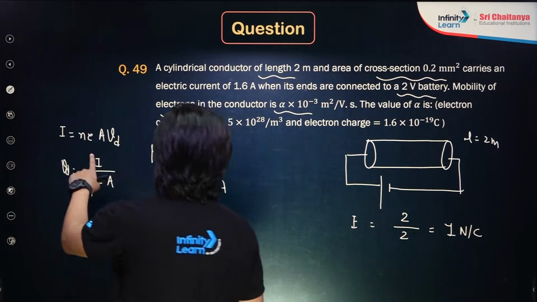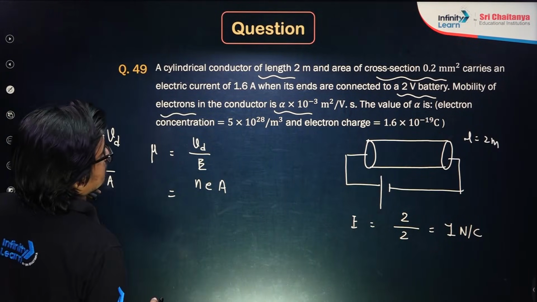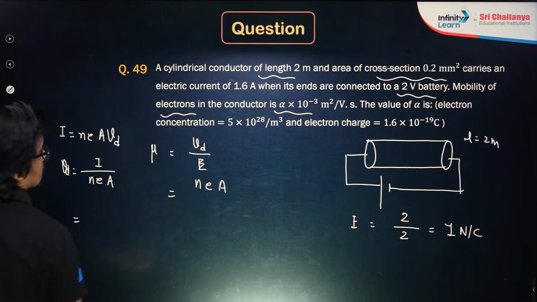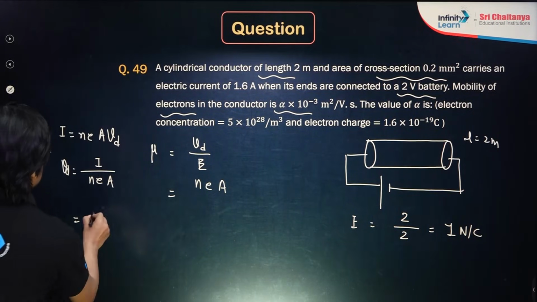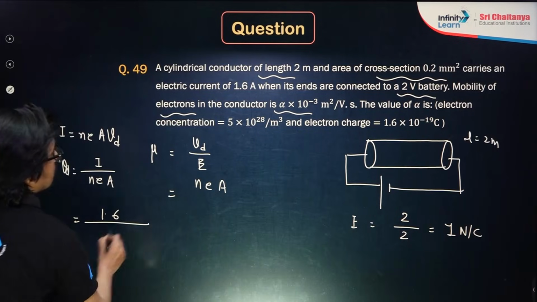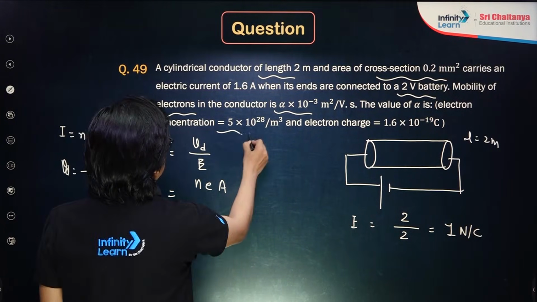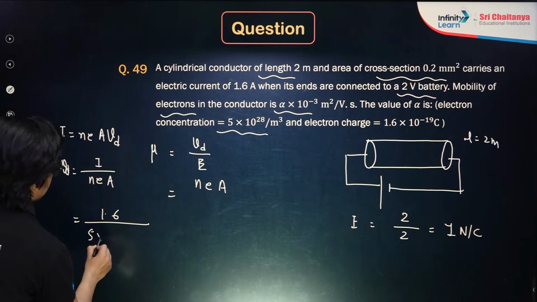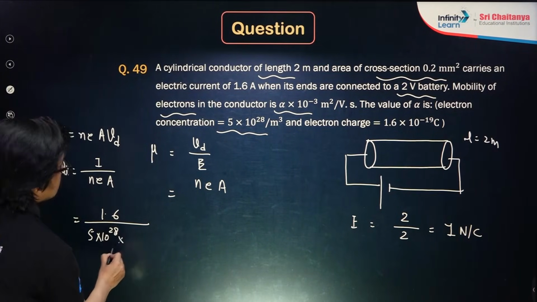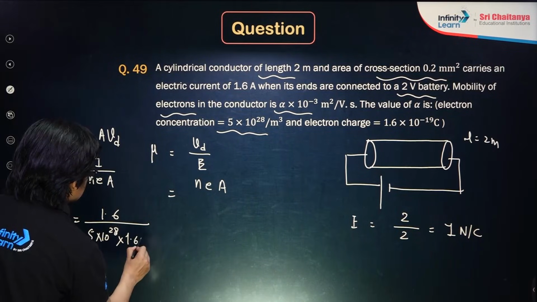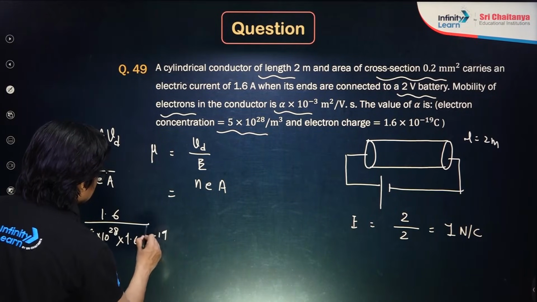Vd is just equal to I divided by NeA. Current is given to us. Current is 1.6. Number density, the electron concentration, is 5 into 10 raised to the power 28. Charge on the electron is 1.6 into 10 raised to the power minus 19.